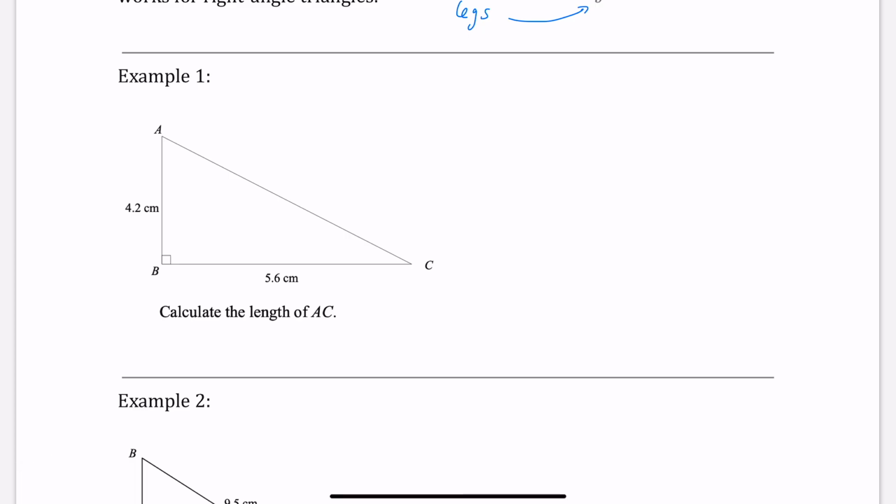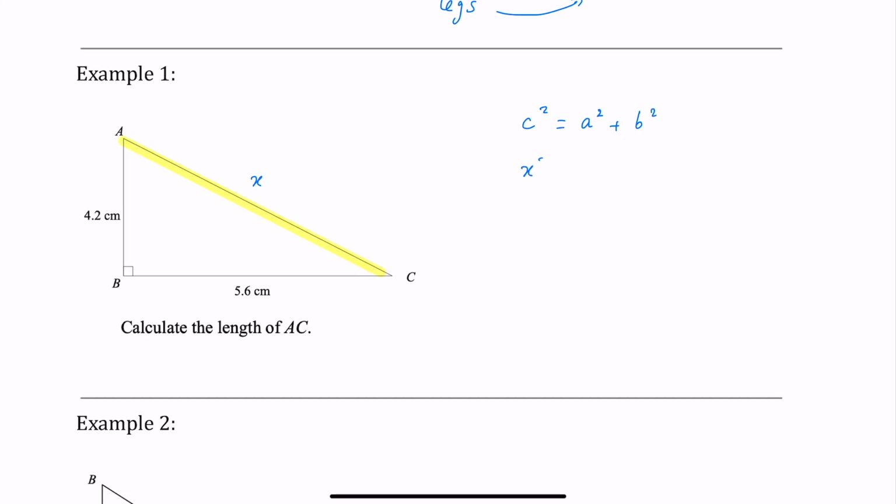With our first example, we have a right-angled triangle. We're given two sides, 4.2 and 5.6, and we need to find the length of AC. I'm going to label the side AC as X. It is also important to check that this is a right-angled triangle, which means we can use Pythagoras Theorem. The formula is c squared equals a squared plus b squared. Now we're going to substitute in the length of each of the sides. Note that because x is the longest side of the right-angled triangle, that will be our c.